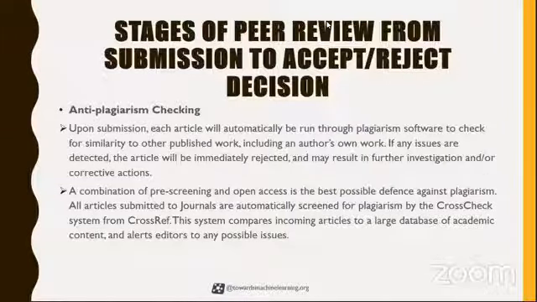In fact, it is the very first stage of the peer review process. So try to keep the plagiarism percent as low as possible, otherwise your article will be rejected. A combination of pre-screening and open access is the best possible defense against plagiarism. All articles submitted to the journals are automatically screened for plagiarism by the CrossCheck system from Crossref. This Crossref is an institution which provides the anti-plagiarism software to these journals.